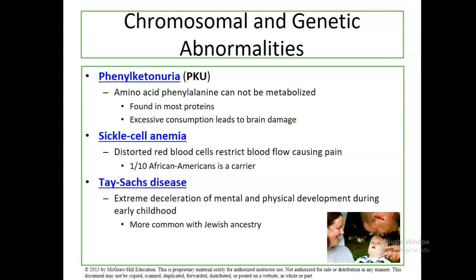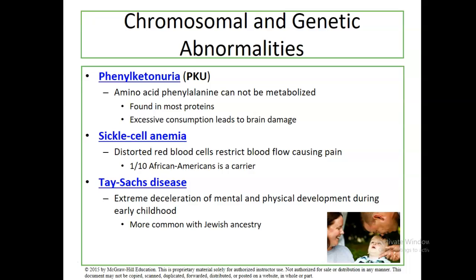So we also have sickle cell anemia to discuss. It's a genetic abnormality that primarily affects African Americans. About 10% of African Americans are genetic carriers. This disease basically results in distorted red blood cells. That's why it's referred to as sickle cell.